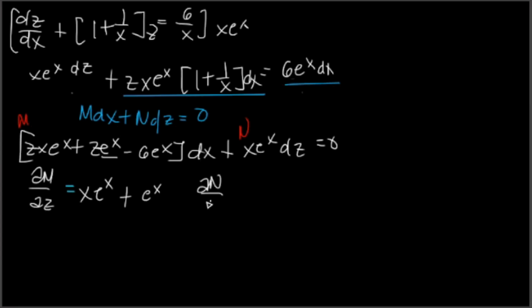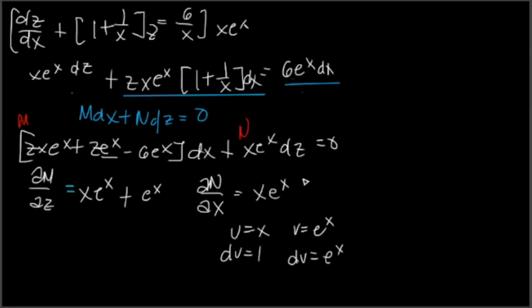So dN over dy naman, ay dN over dx, that would be, gagamitin natin dito yung product rule. So u is equal to x, v is equal to e raised to x. So du is equal to 1, dv is equal to e raised to x. So u dv, x e raised to x plus v du. So plus e raised to x. So equals lang dalawa. So therefore, exact equations na sila and tama yung sagot natin so far.